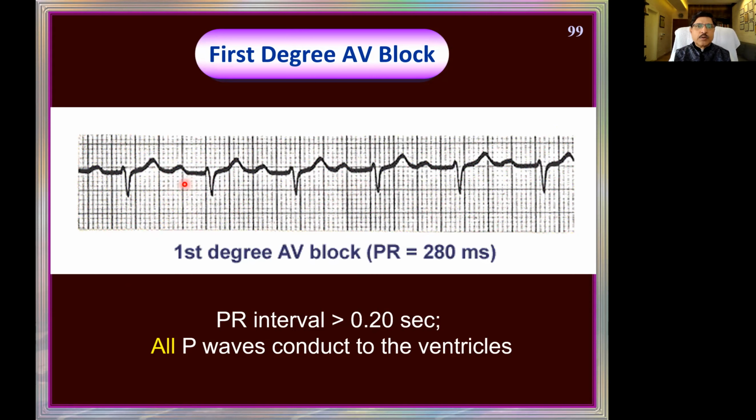How many squares is it? Look here, carefully look, all of you. So it's starting here. From here to here, it is already 5, 6, 7 squares or 8 small squares, and 7 is 0.28 or 280 milliseconds, 8 is 0.32 or 320 milliseconds, somewhere around 280 to 300 milliseconds. We say the PR interval is prolonged. When we say PR interval prolonged, it means it is more than 0.2 seconds. Normally, PR interval should be less than 0.2.